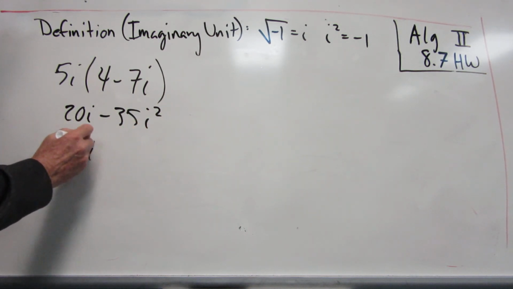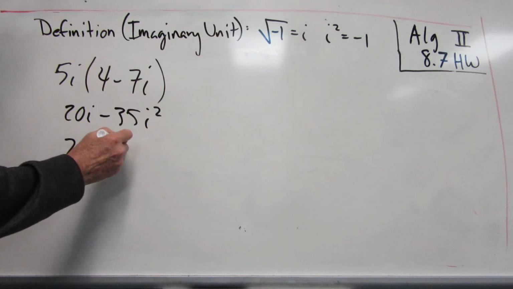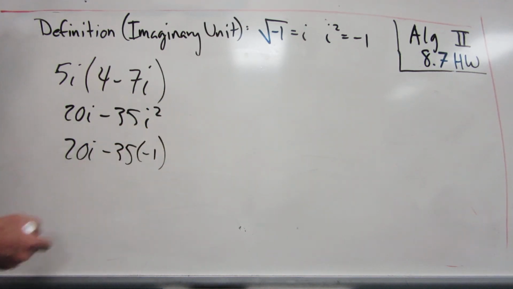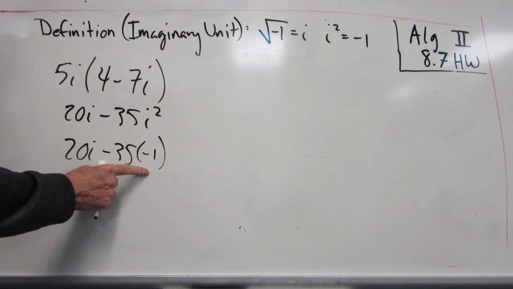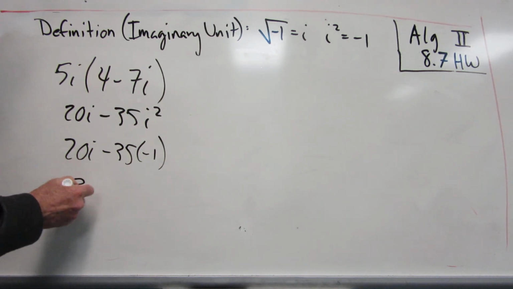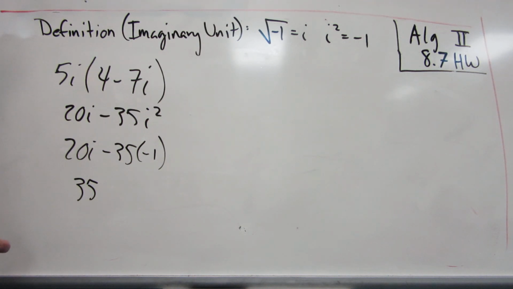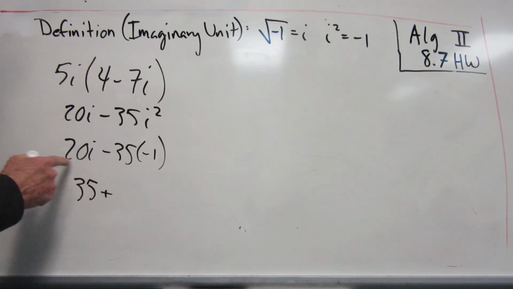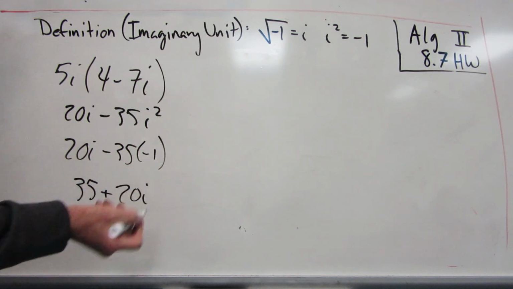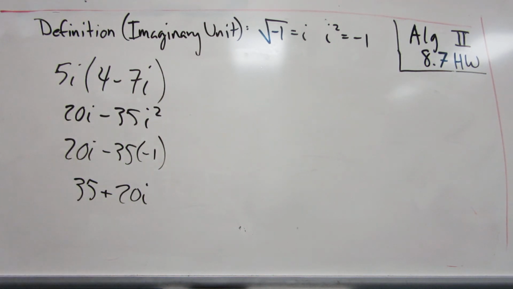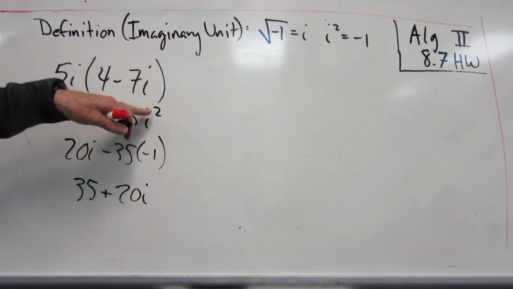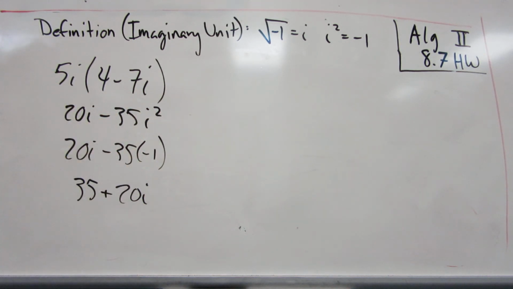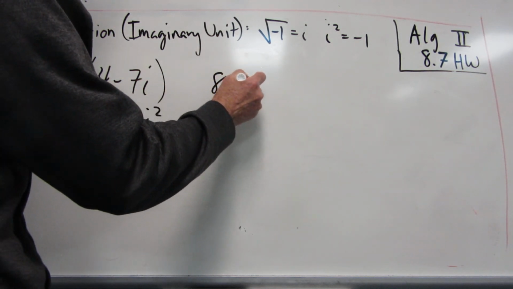So here I have 20i still, there's nothing changes there, minus 35 times negative 1. Okay, so when I multiply negative 35 and negative 1, I get positive 35. I'm going to move that to the front because it's a real number. Okay, and then I have positive 20i. Okay, so again, the real number component shows up first. But notice that I'm able to replace i squared with negative 1. All right, well, let's look at one that's a little bit more complex than that.